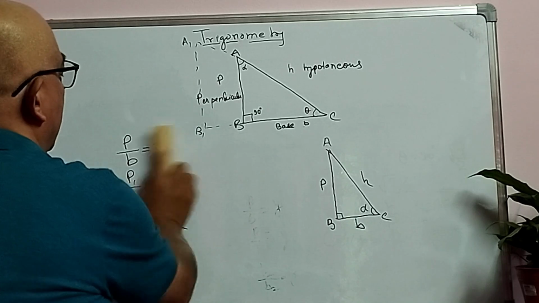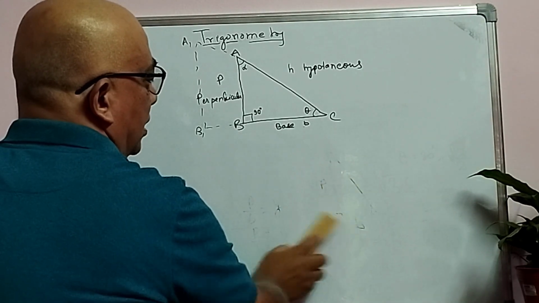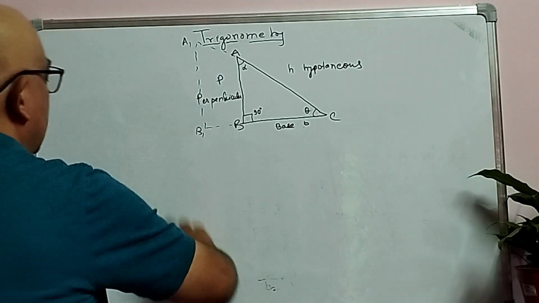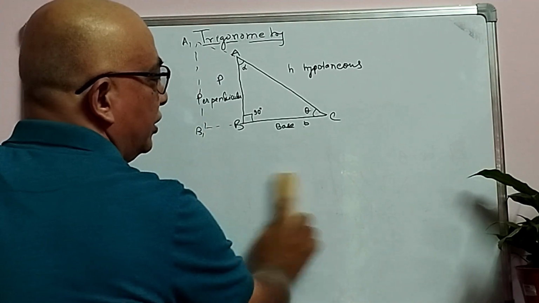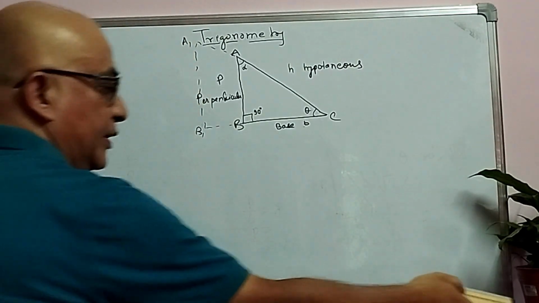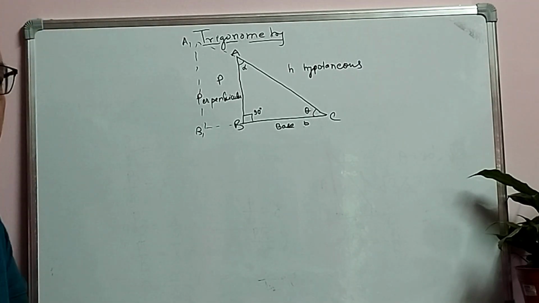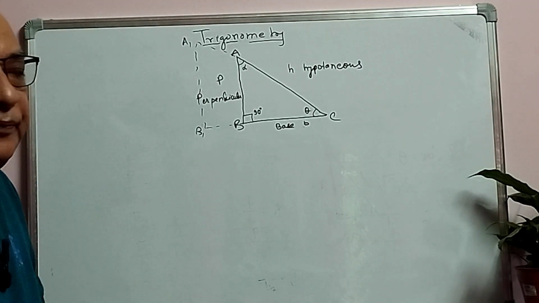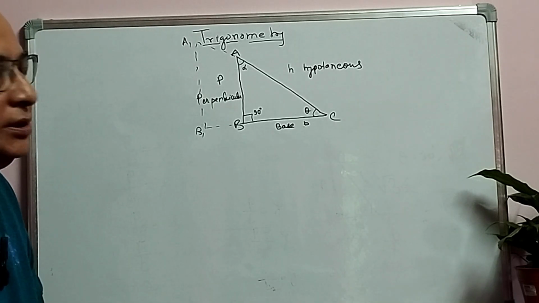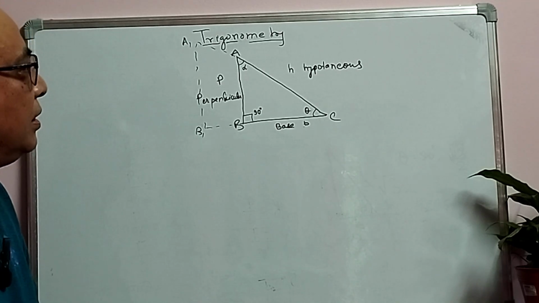So we have understood that trigonometry is the measurement of sides and the ratio of the sides with respect to each other. The ratio of one side to the other. This is the basic fundamental thing about trigonometry.